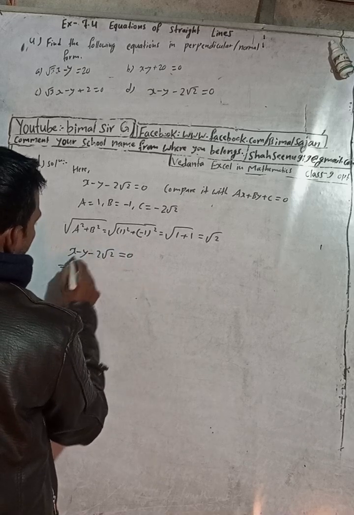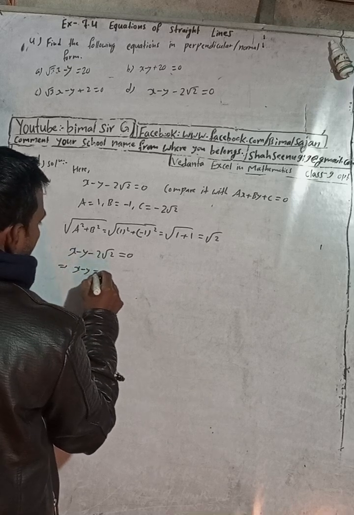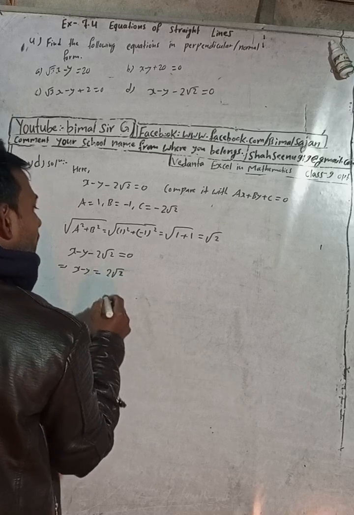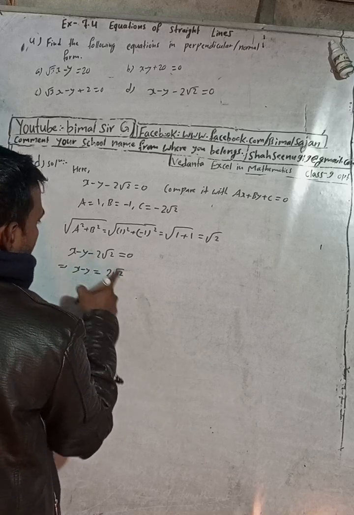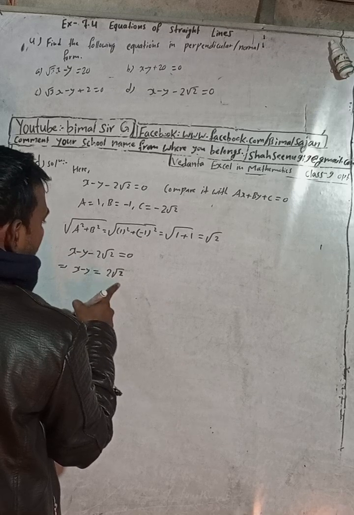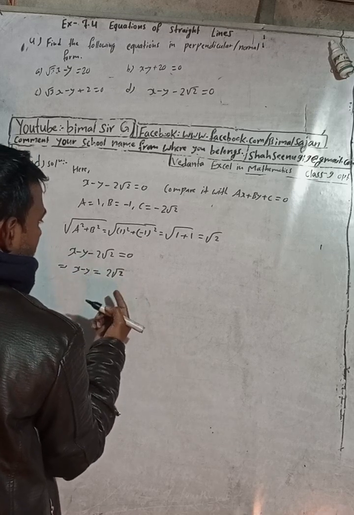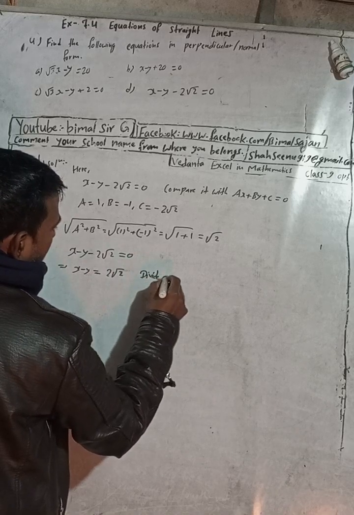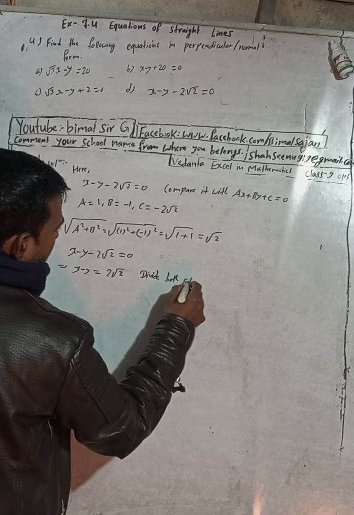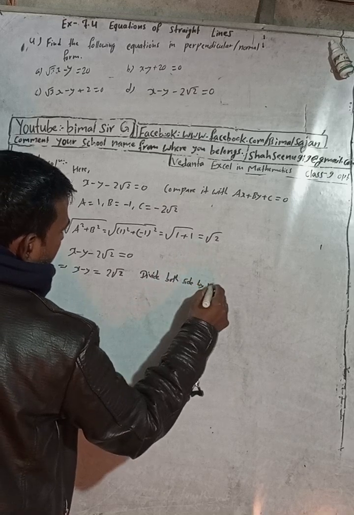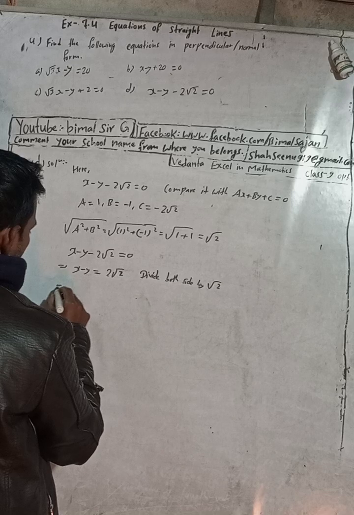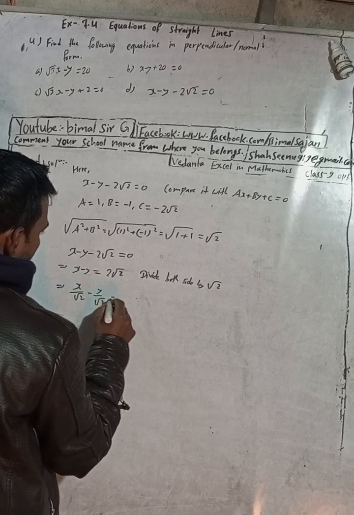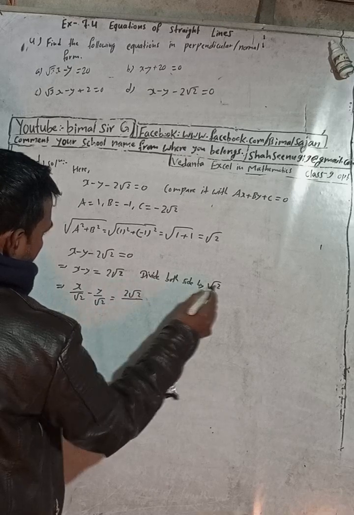Now what you can do here, you see x minus y is equal to, when you take this, it will be plus 2 root 2. Our main target is to make this positive. So when you take this, it is plus. Now divide both sides by root 2. Now this can be written as x by root 2 minus y by root 2 is equal to 2 root 2 divided by root 2.